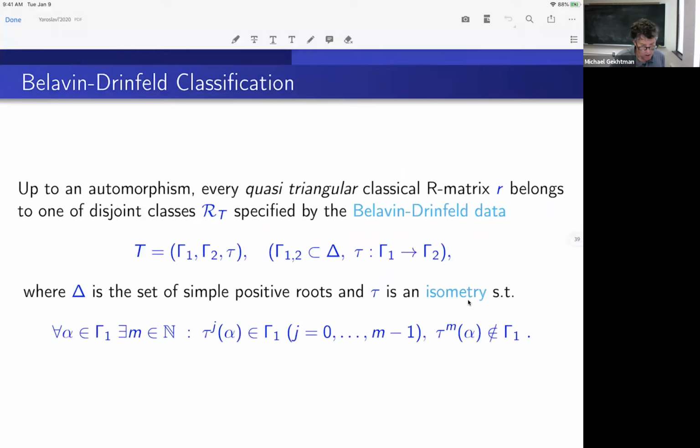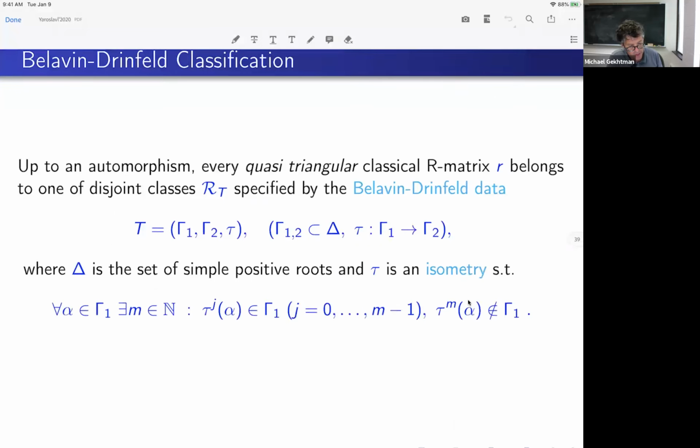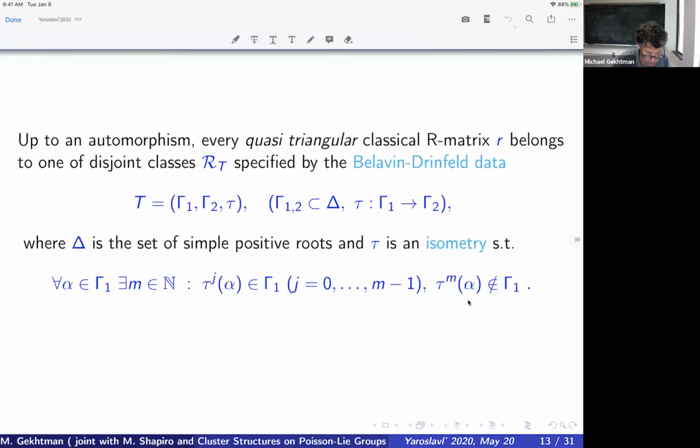This isometry needs an additional condition of so-called nilpotency, meaning that if I start with a root in the first subset and start applying this map, then eventually I will get out of that subset. In other words, gamma 1 and gamma 2 may have a non-empty intersection, but if I follow this map tau, I will eventually get out of this root system.